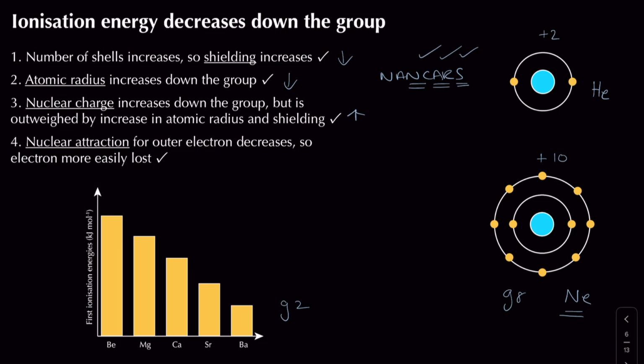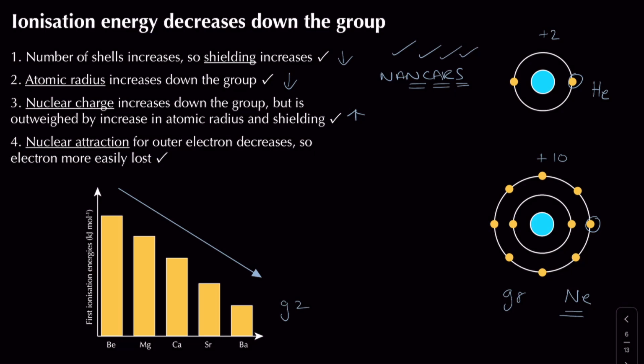What about our nuclear attraction? Because that's what we're trying to explain. Well, the nuclear attraction for the outer electron is going to decrease, and so the electron is going to be more easily lost. So it's easier to lose the outer electron in neon compared to something like helium. You can see the same trend follows with our group 2 metals going down the group. The first ionization energy decreases, so they can lose electrons more easily. So there's our last point done.